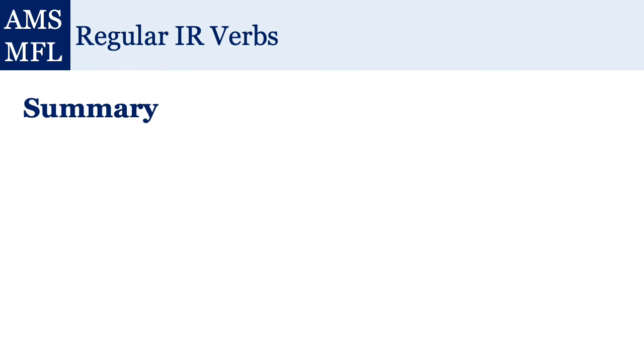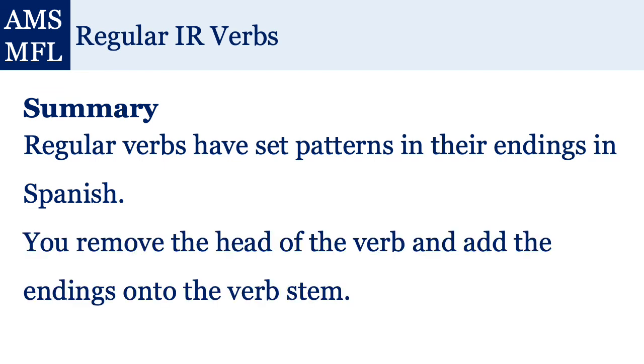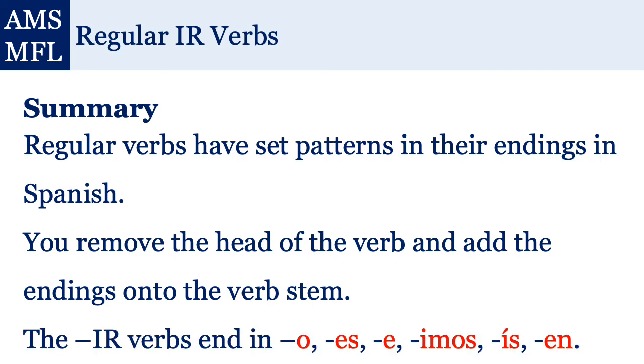In summary, and this has been a whistle-stop tour, regular verbs have set patterns in their endings in Spanish. You remove the head of the verb and add the endings onto the verb stem, and your IR verbs end in o, es, e, imos, ís, en for the present tense.